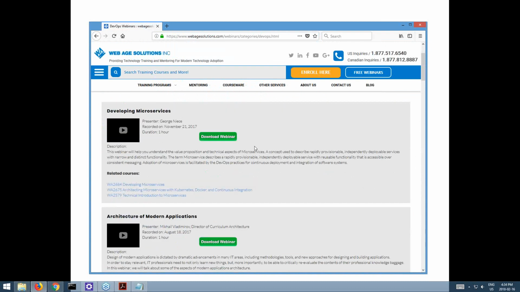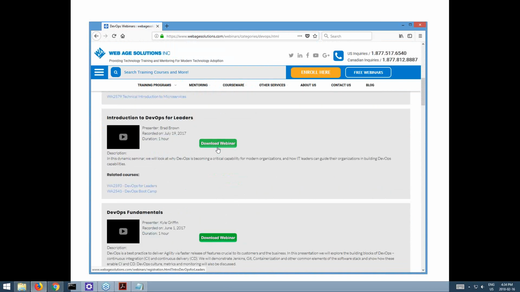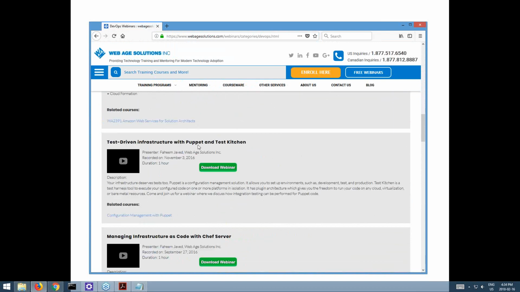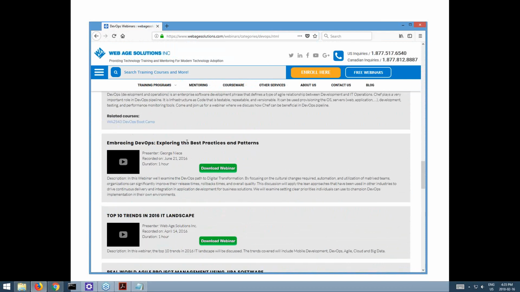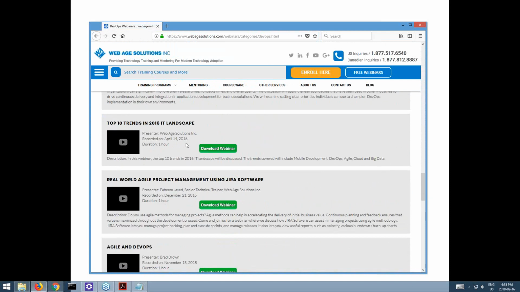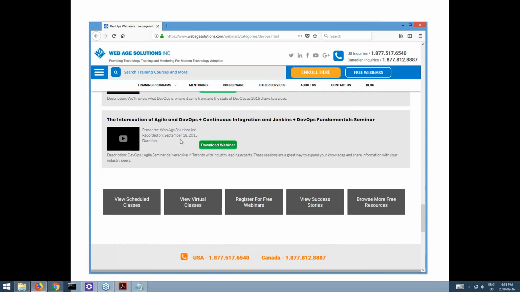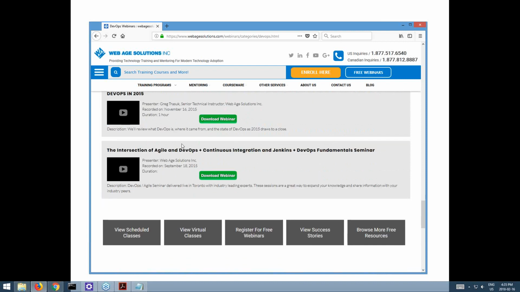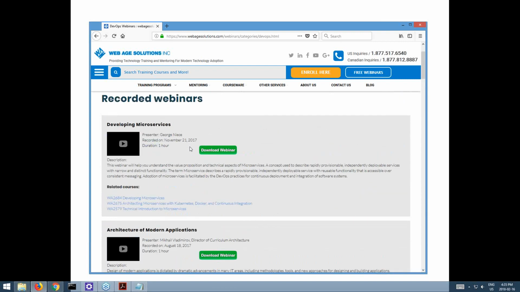We have presentations on developing microservices, architecture, modern applications, DevOps for leaders, DevOps fundamentals, fault tolerance, test-driven infrastructure. Gee, it looks like I haven't done one for a while. Yeah, top trends in 2016 landscape. That was actually me. I remember doing that. And agile and DevOps, and there's a bunch of them on there. Well worth having a look at some of those, and they're available.